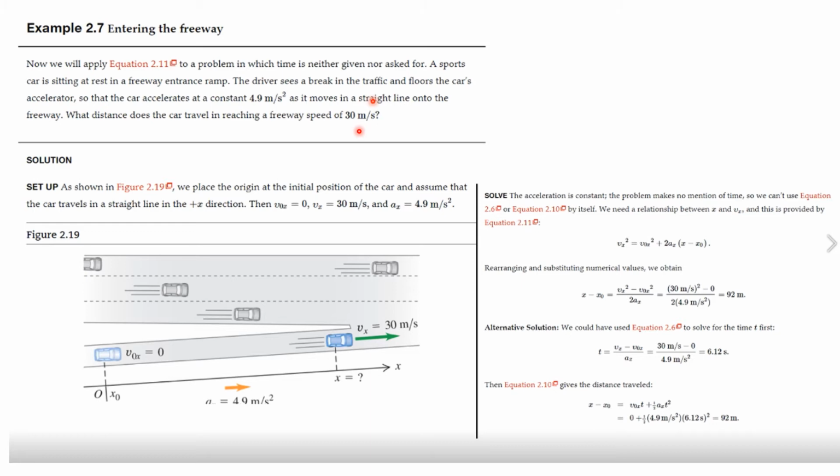Well, 30 meters per second is the speed that you want to reach, so that is your final speed. Your initial speed is 0, so this equation is going to be operative. And so we can substitute numerical values, and we can obtain that our final speed of 30 meters per second squared minus our initial speed divided by 2 times the acceleration is equal to x minus x0. That's how far it took us to attain this 30 meters per second speed, and the answer is 92 meters.